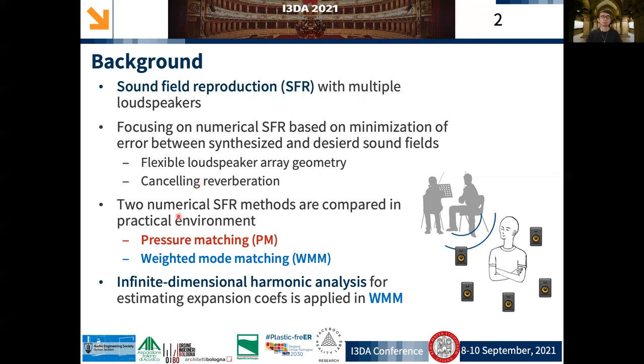We compare two numerical sound field reproduction methods in a practical environment: pressure matching, PM, and weighted mode matching, WMM. We also apply infinite dimensional harmonic analysis for estimating expansion coefficients of spherical wave functions in WMM.